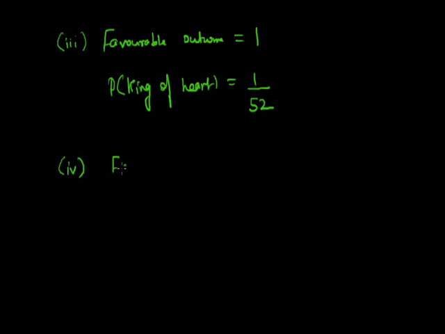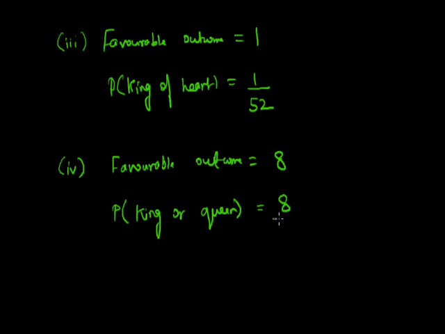So our favorable outcome will be equal to 8, because each suit has 2 favorable outcomes and there are 4 suits, so the total favorable outcome will be 8. So the probability of getting a king or queen will be equal to favorable outcomes, that is 8, divided by possible outcomes, that is 52. If we simplify it, we get 2 by 13. So this is the probability of getting either a king or queen.